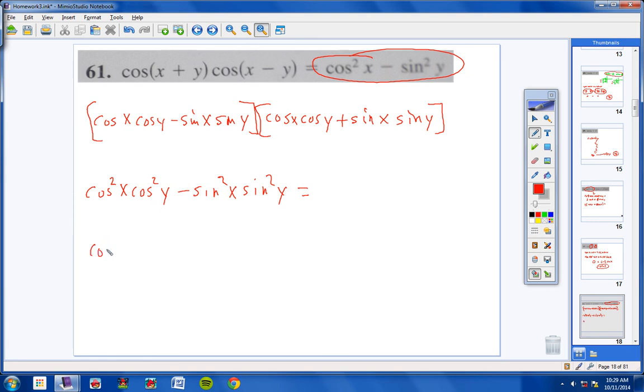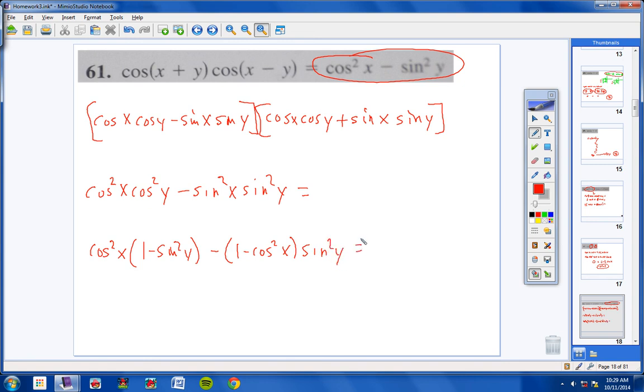Think of your Pythagorean identities. For cosine squared y, I can put 1 minus sine squared y, okay, then minus. Now look, nowhere do I have on this right side over here sine x. So I don't want this sine x. I'm going to put 1 minus cosine squared x. And then sine squared y.